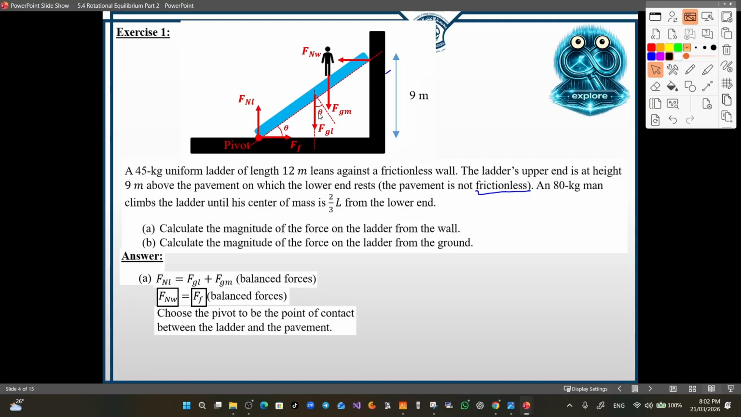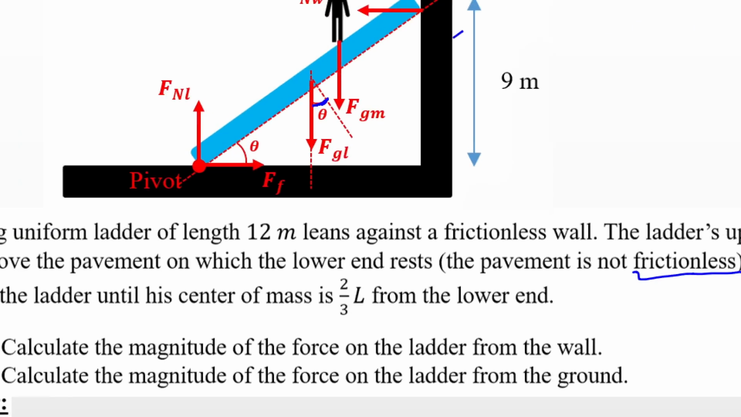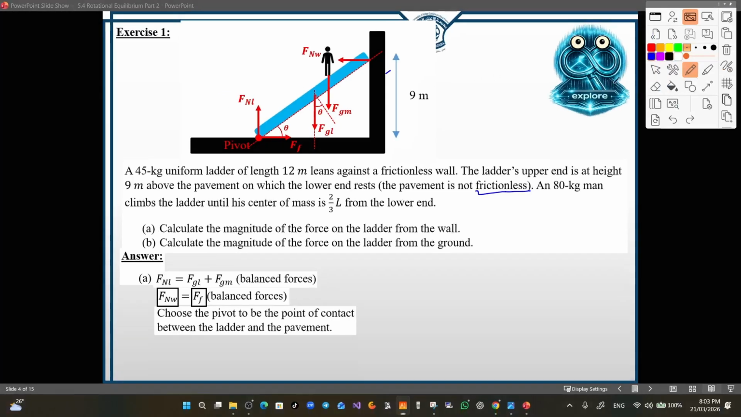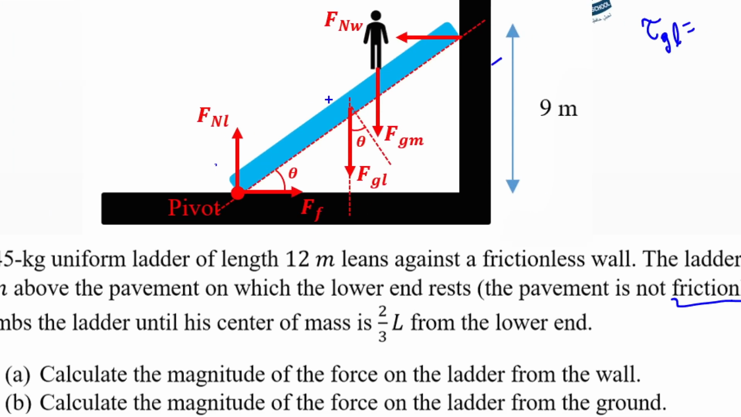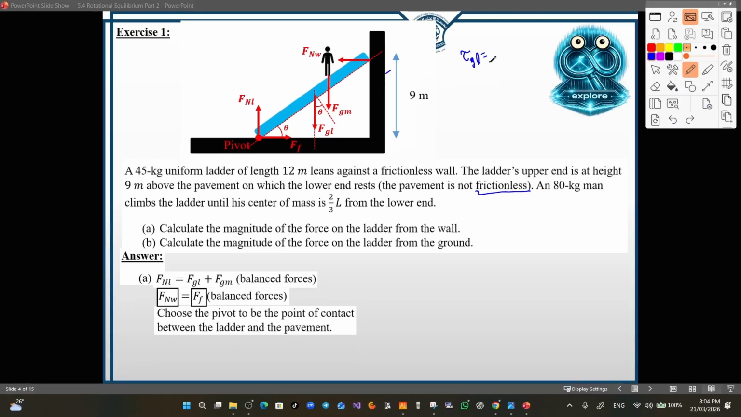And why am I doing that? Because I'm looking for this angle, the angle between the line of action of the force and the tangential direction. Now let's find the torque of this force, the torque of FGL, which is equal to, first, this force is rotating the ladder in this direction. This is the clockwise direction, which means the sign should be a minus sign.